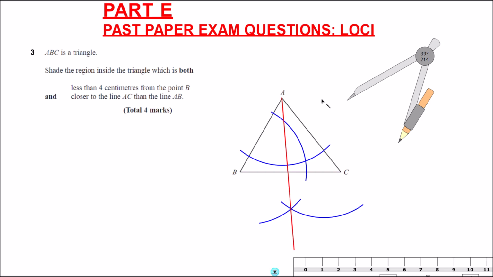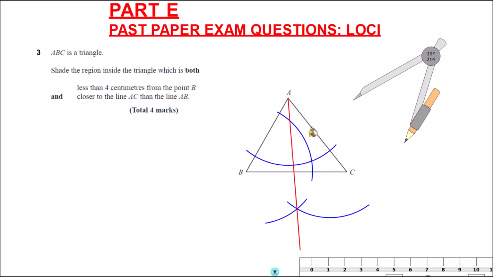So now it's just a case of piecing these two bits of information together. We want the region which is less than 4 centimetres from B, so within this bit of the diagram here, but also it needs to be closer to AC, so it needs to be on this side of the red line. And so the bit of the diagram that satisfies both these points, whoops, that didn't work very well, did it? So I'll have to just colour it in manually. The bit we're after is these points here, which I'm just going to show you by colouring in.